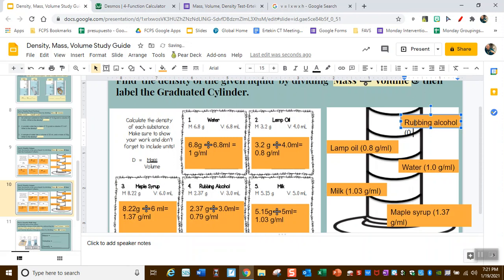So 0.79 grams per milliliter, okay? So remember, the most dense substances sink to the bottom. The least dense substances float on the top, okay?